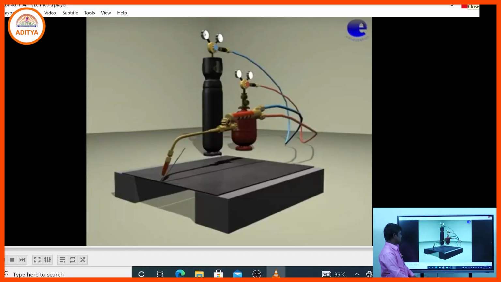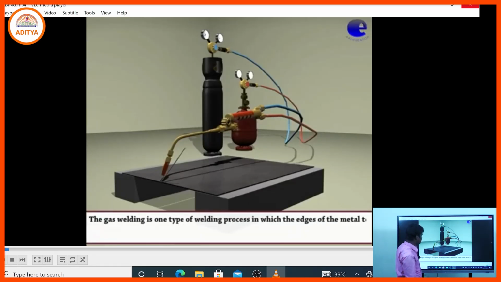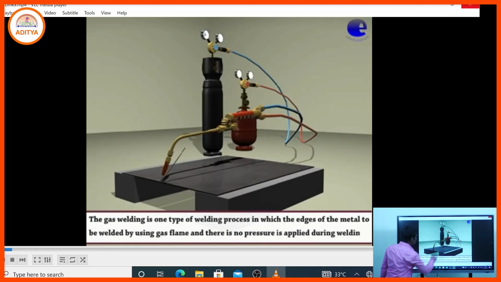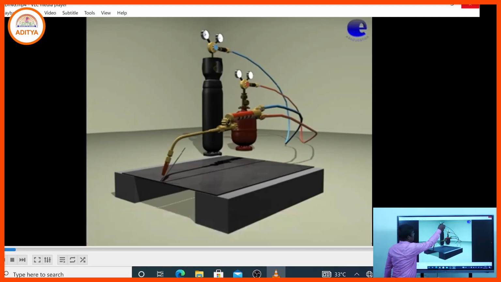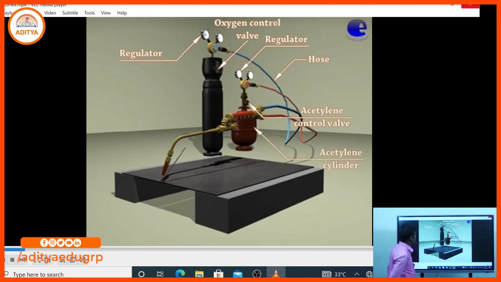That is the principle of gas welding. Here is the oxygen cylinder and the acetylene cylinder, and using the welding torch across these positions we do the welding operations. One is the outside pressure gauge and the other is the cylinder pressure gauge. That is the regulator, and the oxygen control valve, the regulator, and the hose pipe.